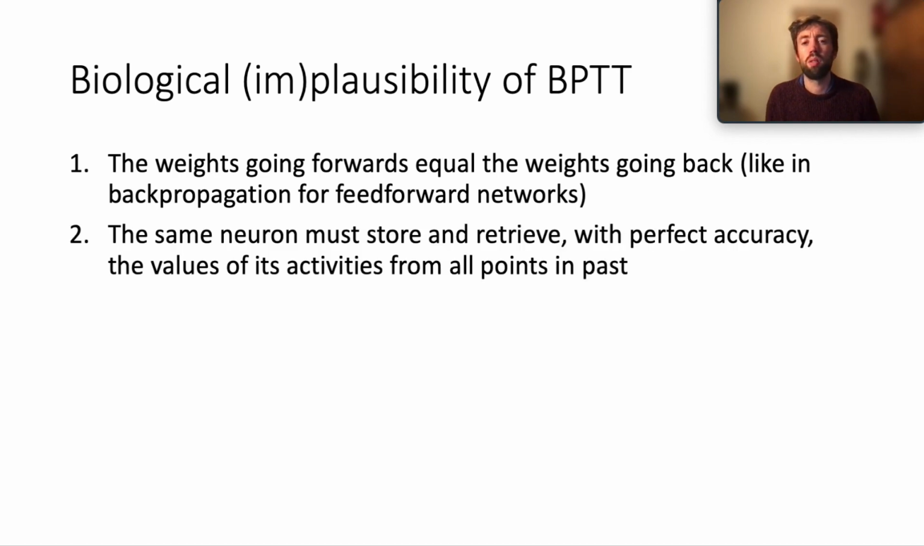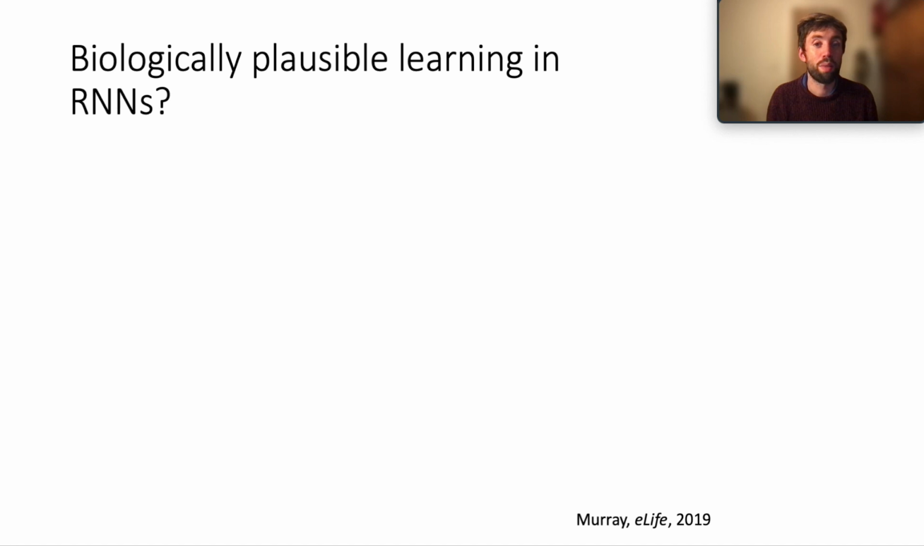But also uniquely to backpropagation through time and recurrent neural networks, for this to work, it requires the same neuron to be able to store and retrieve with perfect accuracy the values of its activities from all points in the past. And at least the strict version of this seems to be something that neurons in the brain do not do. So there have been some suggestions for more biologically inspired or biologically plausible learning in recurrent neural networks.